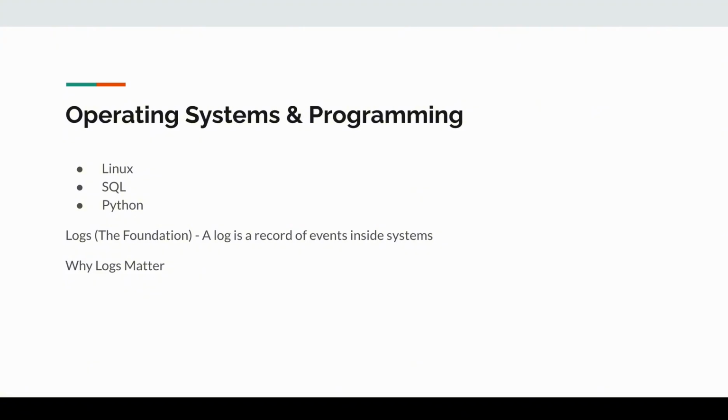It also shows logs, which, think of logs as the foundation. A log is a record of events inside systems. Some examples would be user logins, access to web services, network activity. Why it matters: it helps analysts identify vulnerabilities, detect suspicious behavior, and investigate security breaches. So, yeah, tools don't really replace logs, they organize them.